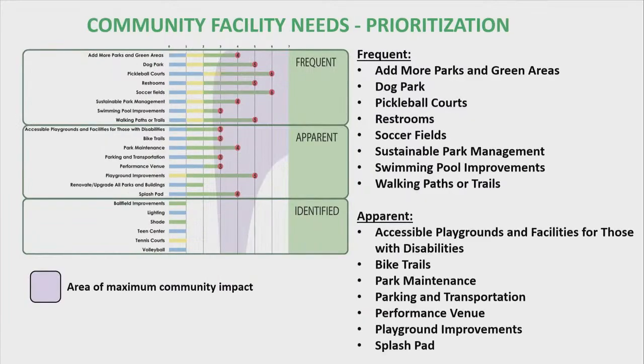When we put everything together for the facility needs, same process. How many times did things come up? How often did it come up? Some of those prioritizations that we heard from the community included add more parks and green spaces, dog park, pickleball courts, restrooms, soccer fields, sustainable park management, swimming pool improvements, walking trails, as well as the items that only came up in 2 of those outreach modes, which included accessible playgrounds and facilities for those with disabilities, bike trails, park maintenance, parking and transportation, a performance venue, playground improvements, and a splash pad.